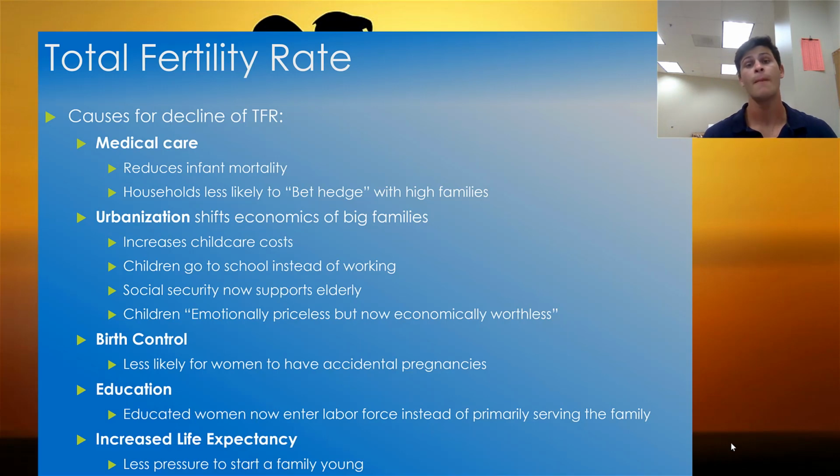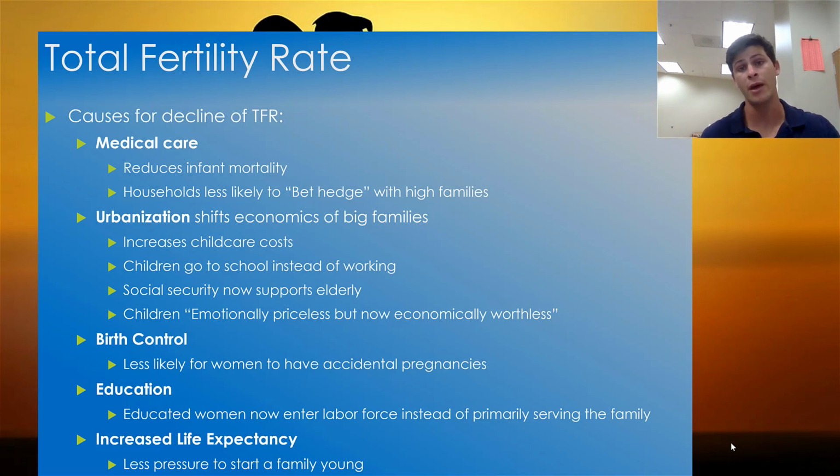Now, what bet hedging is, is when a person repeats a process over and over and over again to increase the likelihood that one attempt out of all the attempts they tried would succeed. Households would bet hedge by having very large numbers of children because there was a very high infant mortality rate. So by having a very large family and large numbers of children, they increased the likelihood that at least one child was going to survive all the way to adulthood.